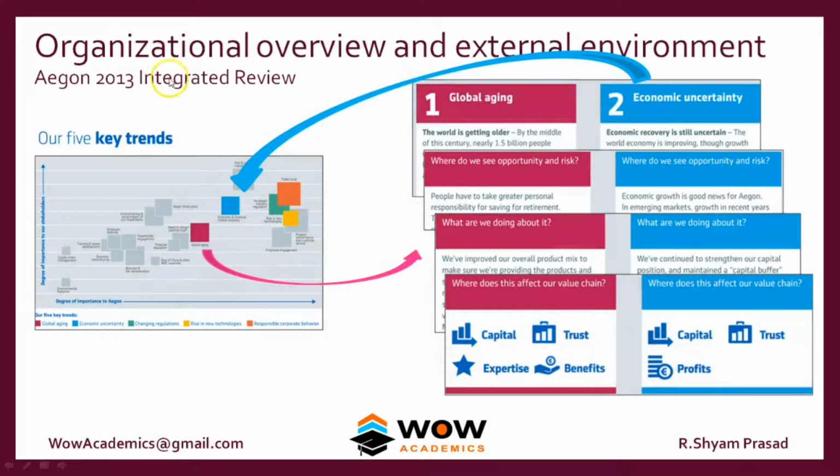This section also has the organizational overview and the external environment. So they might also give a snapshot about the external environment. This box here tells what are the key trends of this company. External environment refers to the PEST analysis. So the company would have done a PEST analysis, and they have found out of all these factors which affect their company, these 5 factors seem to be the important. Out of that 5, they have given 2 in detail.